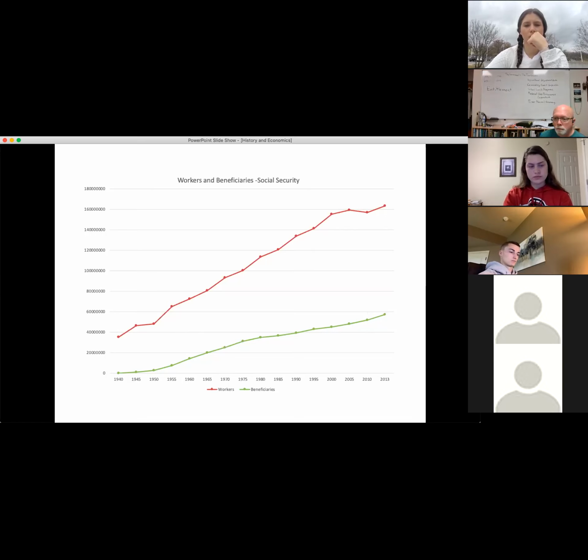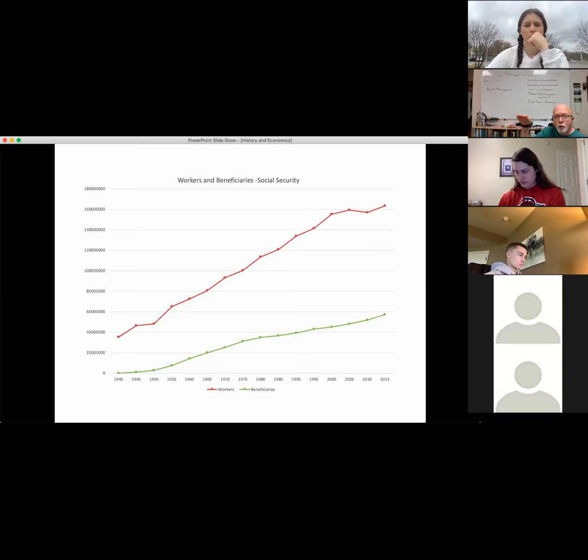Slightly increasing. It's still increasing. So it's not increasing tremendously, but it's going to start increasing more. It has already started increasing more because more and more baby boomers are retiring.